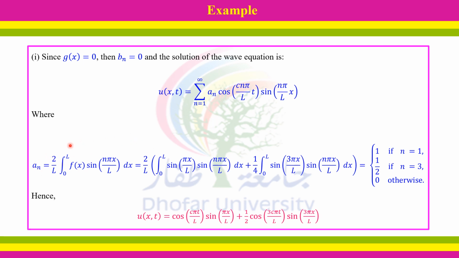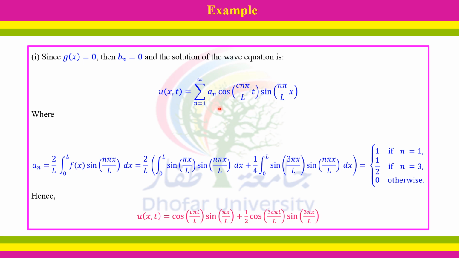Now from the Fourier series, the a_n is given by this form here. Now we substitute f of x by the first case, and we obtain this value. The a_n is 1 for n equal 1, half for n equal 3, and it is 0 otherwise. That means we have only the two cases when n equal 1 and n equal 3.